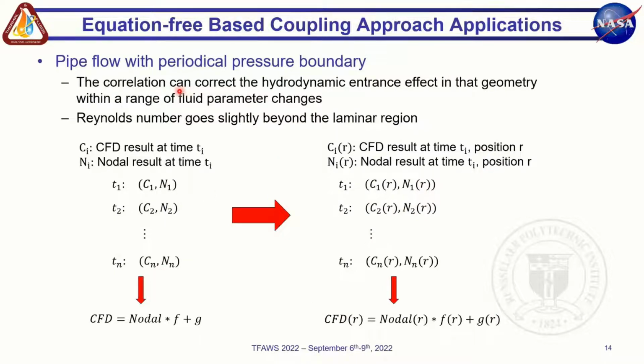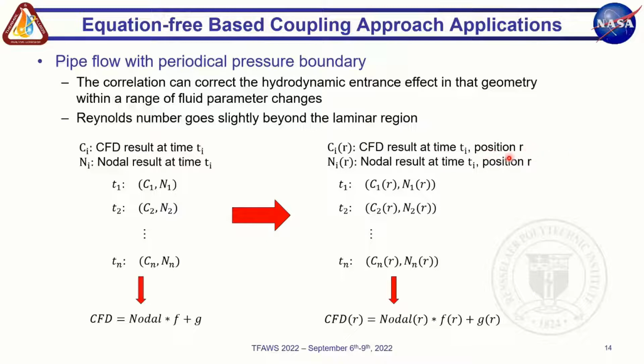For this pipe flow, we can draw a conclusion that this correction can correct the hydrodynamic entrance effect in that geometry within a certain range of fluid parameter changes. And the Reynolds number actually goes slightly beyond the laminar region, so it's a little bit robust for these corrections. But somehow this pipe flow is more like a point-wise correction, because the average velocity is the same within the whole pipe.